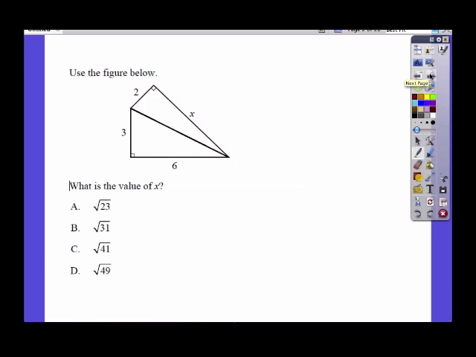Okay, in this problem, we're being asked to find the length of side x of the triangle, and you can see that we got a little bit of work to do here. All right, so we have two right triangles, and the first thing we have to do is figure out the hypotenuse of the first triangle.